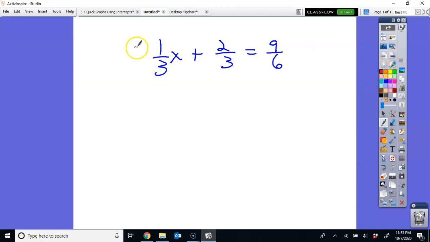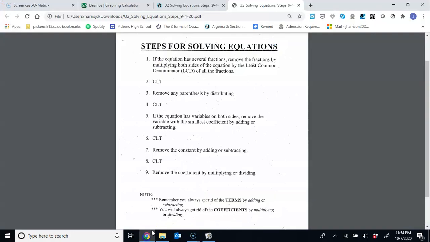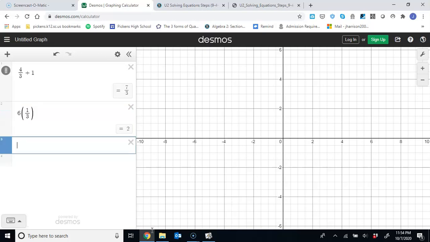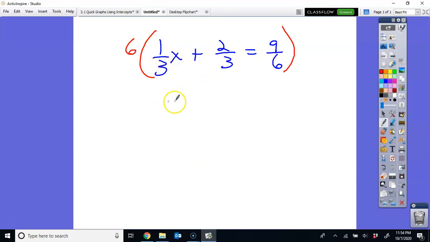6, meaning you can multiply this whole equation by 6. This is what step number 1 says, and it cancels out everything. So 6 times 1/3. I'm going to show you what that looks like in the calculator. I'm going to go 6, and I'm going to do parentheses, 1 divided by 3 in parentheses, and you can see that it gives me 2. In other words, 6 times 1/3 is 2x. So that gets rid of the fraction for me.